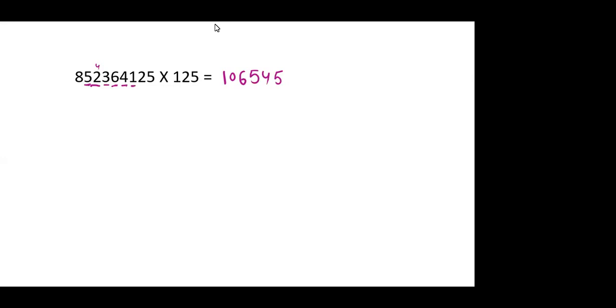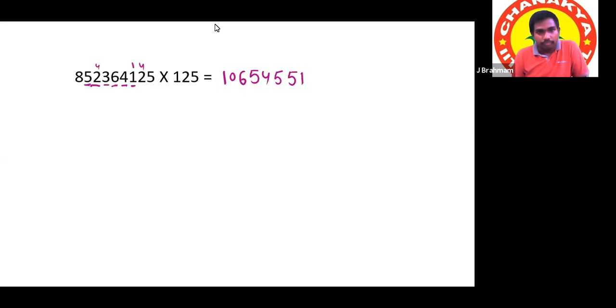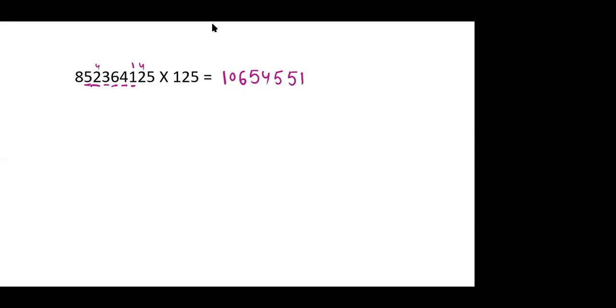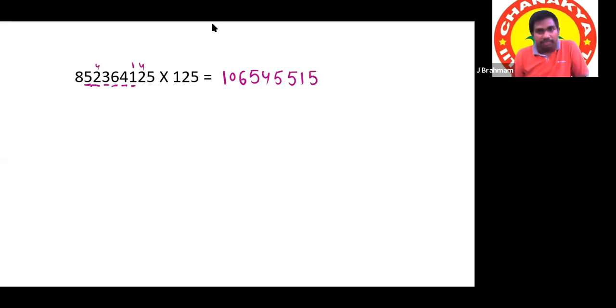41, then again 5, remainder will be 1. 1 and 2 means 12, 8 ones are 8, and remainder will be 4. And 45, 5 eights are 40, remainder 5.